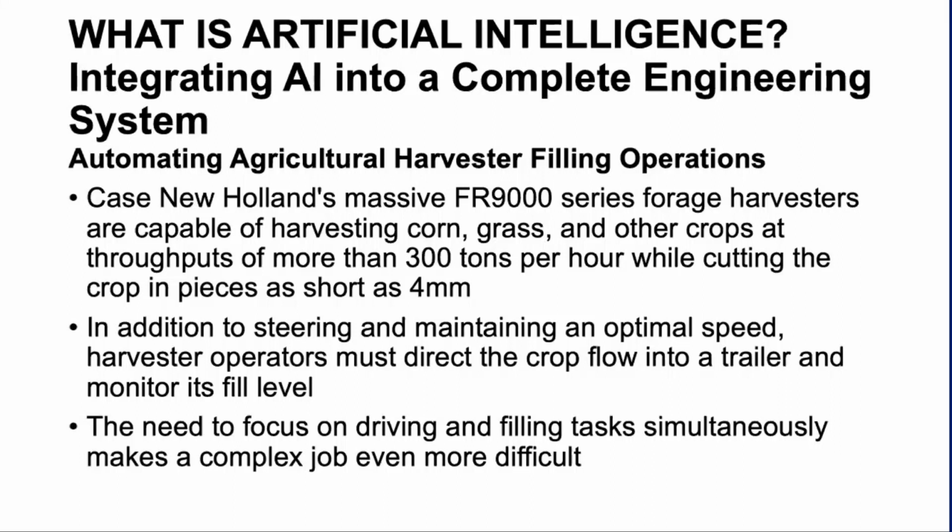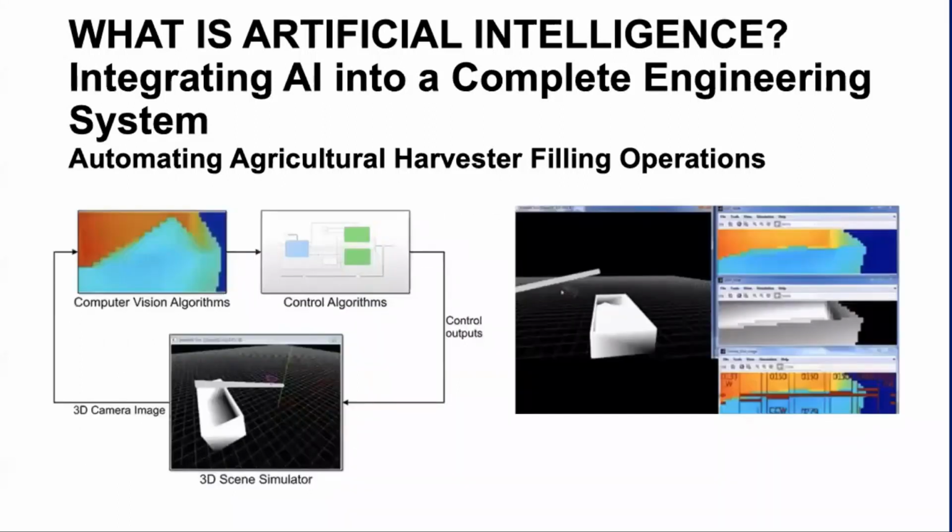So, there are actually more processes that can be automated in an agricultural system using AI, not just the harvesting, but even the growing process of your crops. So you can also integrate AI on that. Now, this is the workflow process of the automated agricultural harvester for the filling operation.